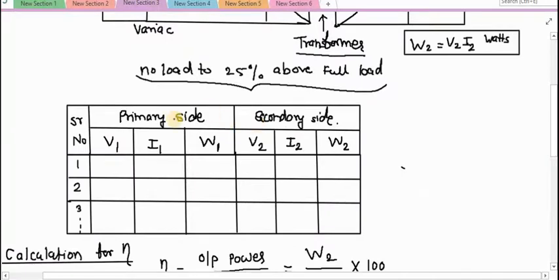So for the first reading, when my I2 is 0, my W2 will be 0. At that time, what is my V2? My V2 is nothing but E2, right? What is this V1? This is the rated voltage of the transformer. At that time, my primary will take some value of current and some power from the supply to overcome the no load losses, right? Now for the second reading, suppose you are getting some voltage here. So this E2 minus this voltage divided by E2, you can find out the regulation.